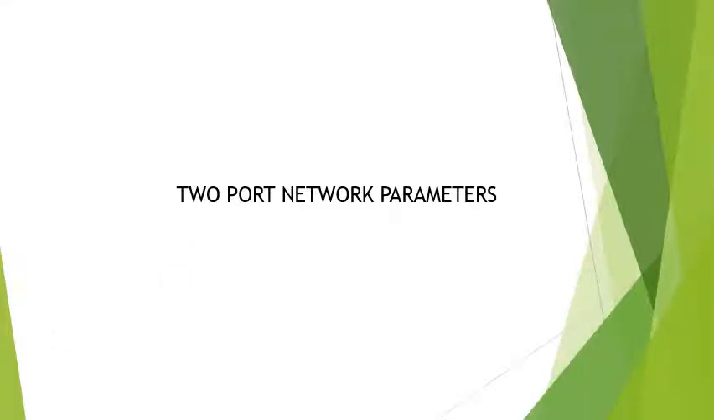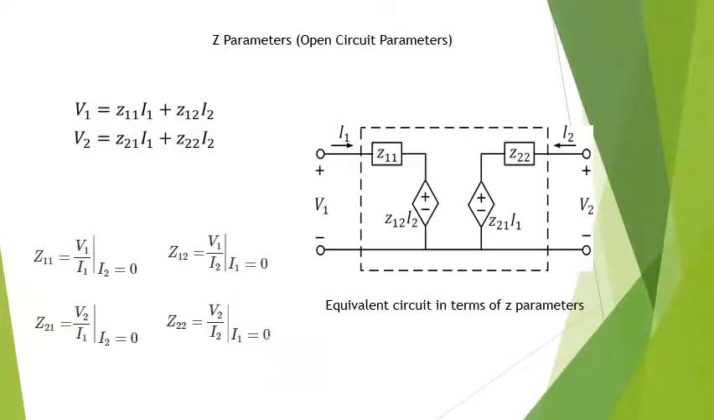Hello, today we will discuss the two-port network parameters. The first type of network parameters are called the Z parameters, which are also called the open circuit parameters. For the open circuit parameters, the equations are given as V1 is equal to Z11 I1 plus Z12 I2 and V2 is equal to Z21 I1 plus Z22 I2.